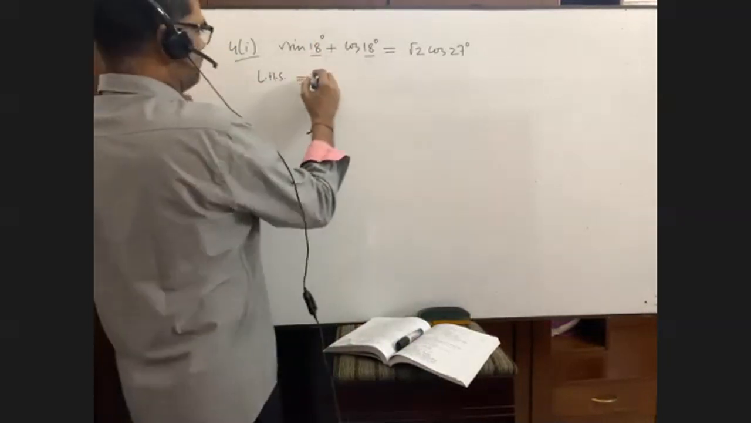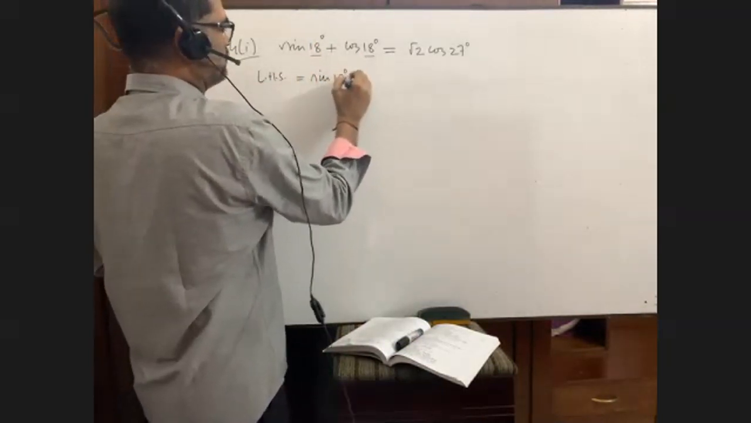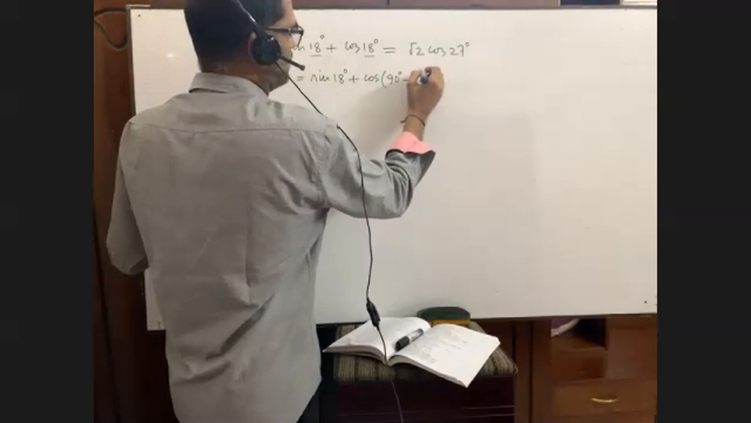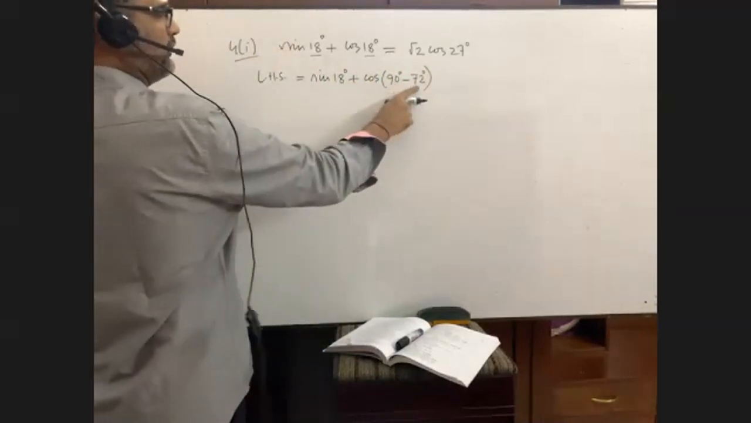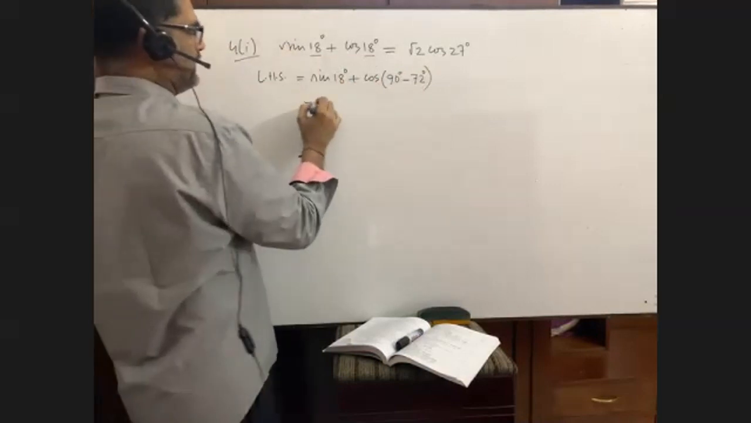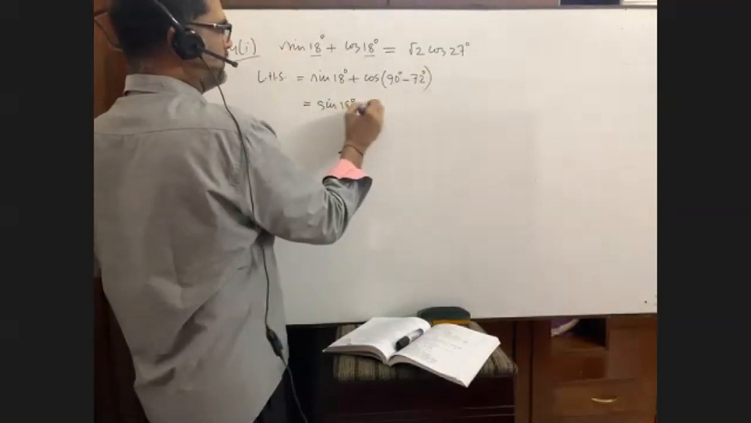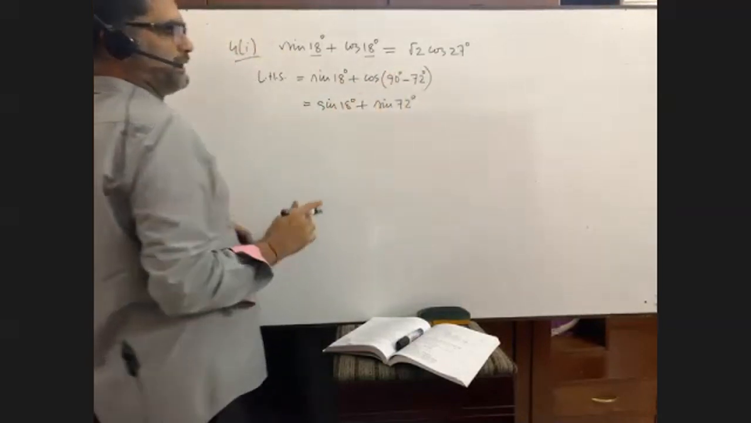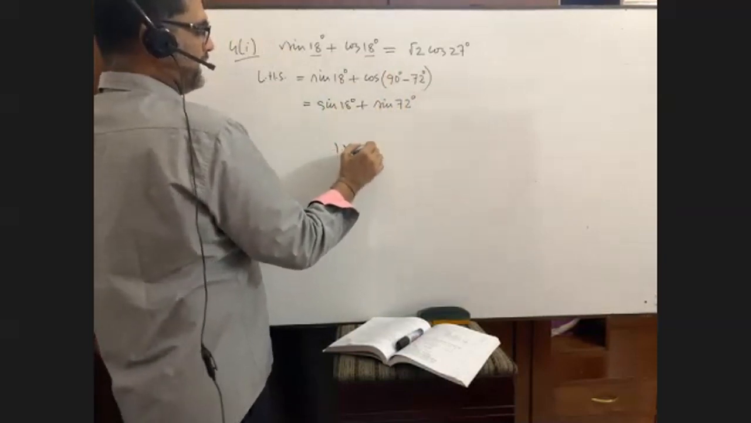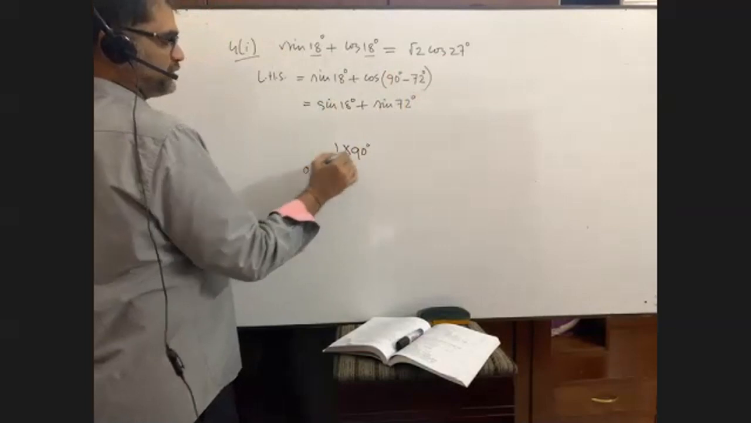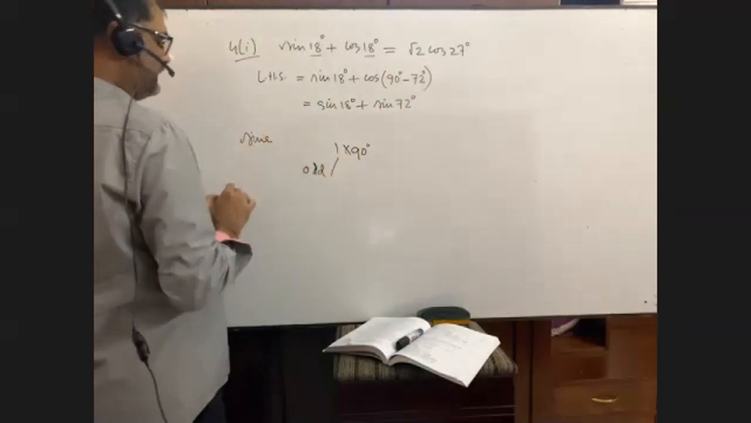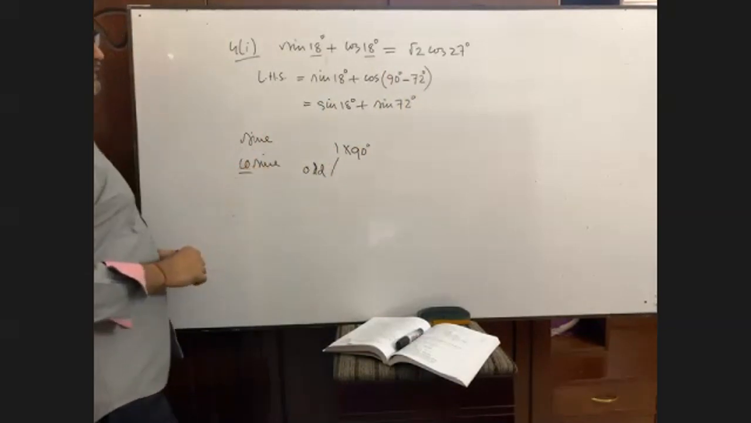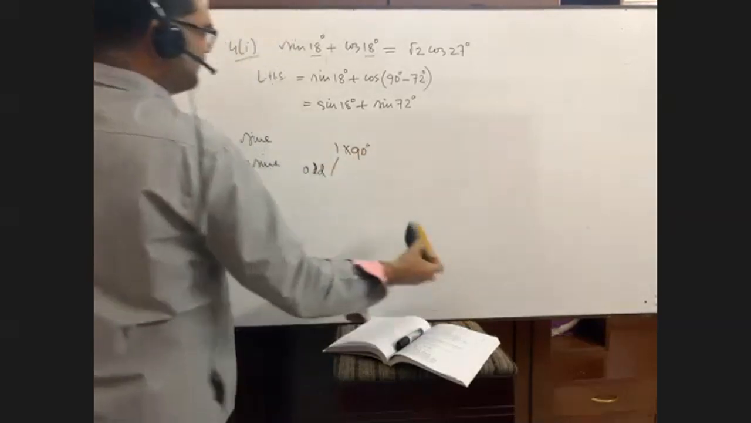Left hand side, you write down. Sine 18 degree plus cosine 90 degree minus 72 degree. 90 minus 72 equals to 18 degree. That means sine 18 degree plus sine 72 degree. Because there is 1 into 90 degrees, as it is 1, I told you sine will become cosine, co. It is 1 into 90 degree.